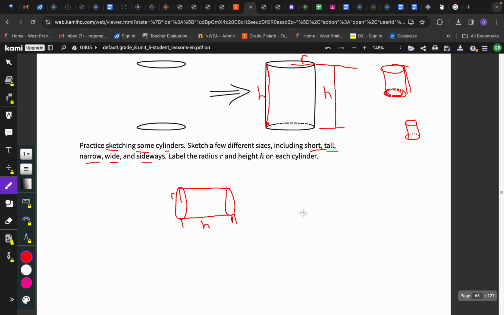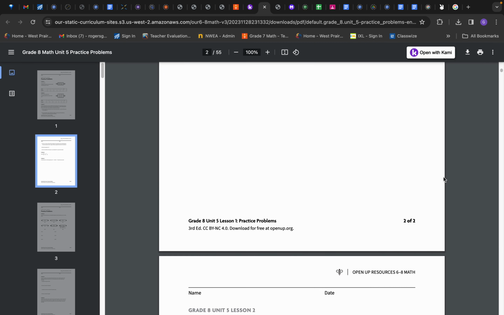So go ahead and finish drawing like it said: a short one, a tall one, narrow, wide, sideways, and then label each one with a radius and a height. And then that'll be just about it. Then you can look at lesson 12.